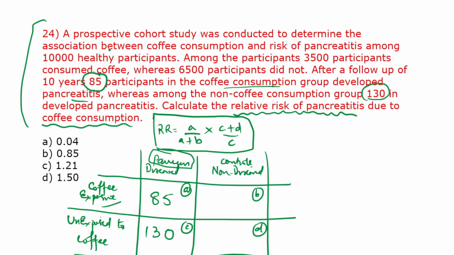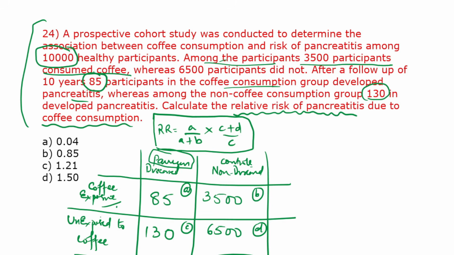See over here in the third line. Okay, 10,000 healthy participants. So out of 10,000 healthy participants, 3,500 participants consumed coffee. So exposure to coffee is 3,500. So how many people are unexposed to coffee? 6,500. If you subtract 3,500 from 10,000, it will be 6,500.